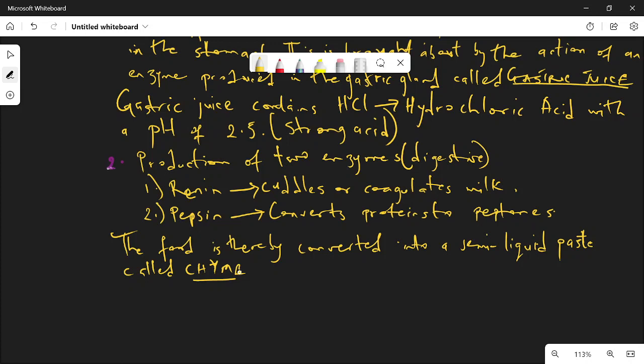It has been acted upon by gastric juice, renin and pepsin, as the case might be, and then it is no longer going to be solid, but this time around it is going to be seen as a semi-liquid paste, and it is referred to as chyme. This process of conversion of the food substance from solid to semi-liquid is referred to as a process known as churning movement.